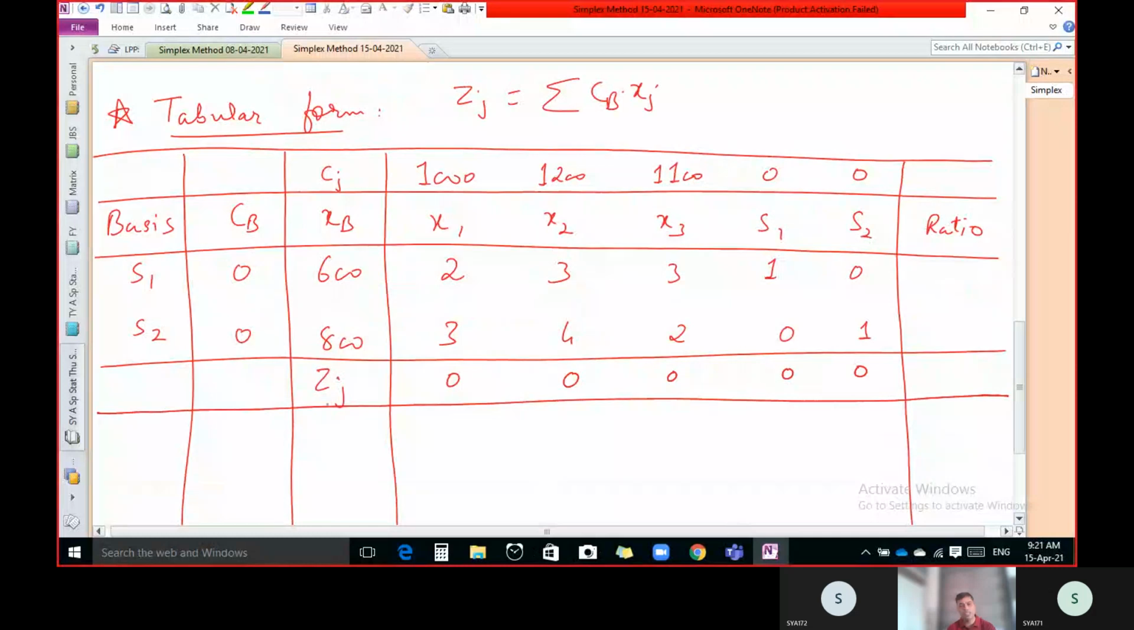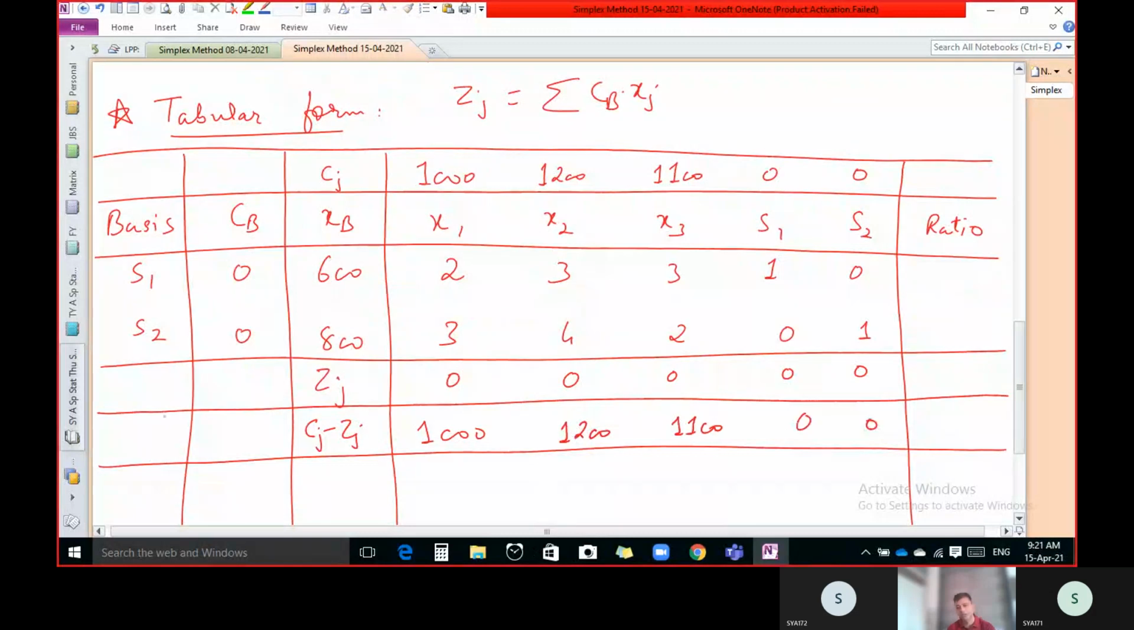Now subtract this value of Zj from Cj. So Cj minus Zj. Cj means this value, minus Zj means this value. So 1000 minus 0, we get 1000. Now 1200 minus 0, we get 1200. 1100 minus 0, we get 1100. 0 minus 0, we get 0, and 0 minus 0, we get 0.